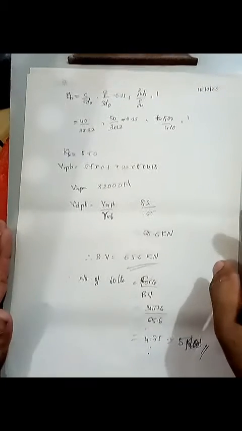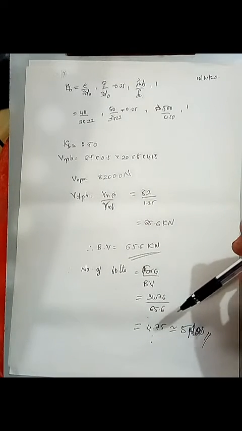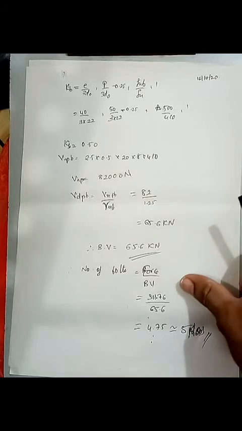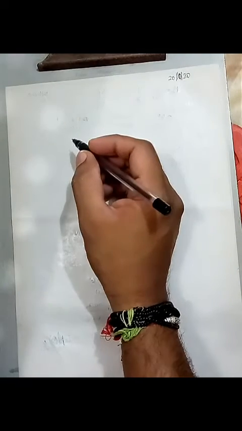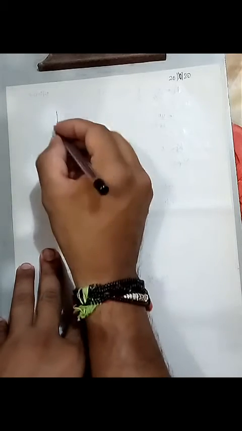Guys, in the last class we have seen that for the tension we have got the number of bolts as 5 numbers. Okay, so now let's continue the problem. In order to find the various checks in tension, we need to draw the sketch of whatever we have got. So we have an angle, so please draw it carefully.